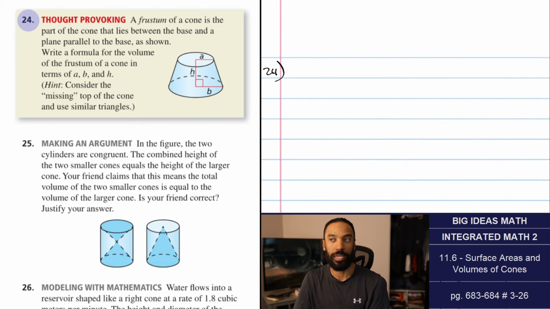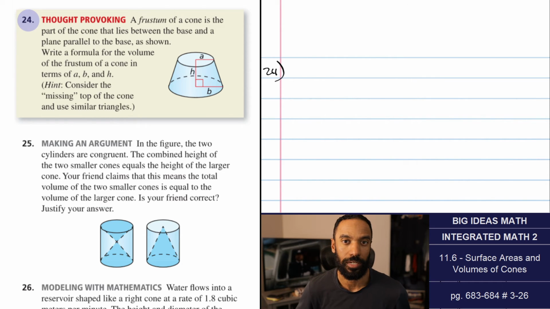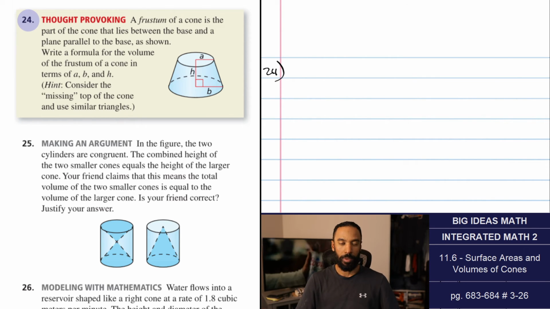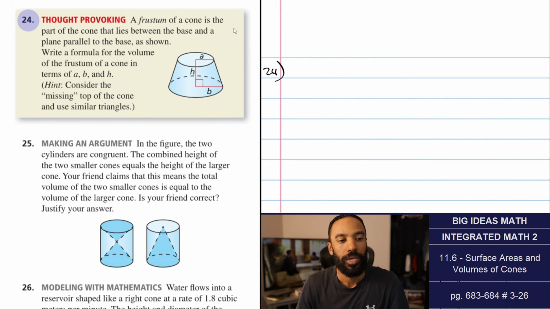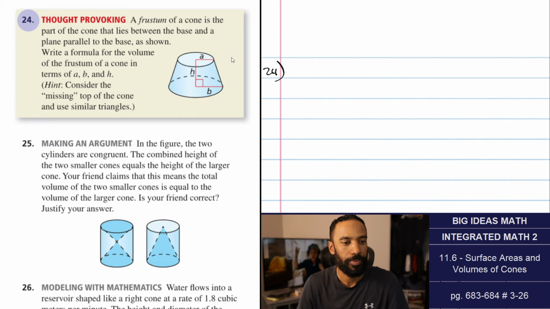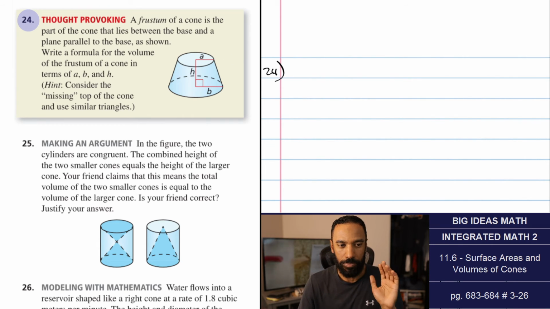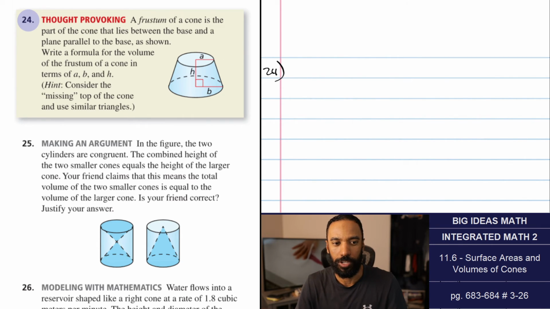What I did was I used another variable at one point, as long as I could express it later. So maybe this is the same thing, but for cylinders. Here we go. A frustum of a cone is the part of a cone that lies between the base and a parallel plane of the base, as shown. Write a formula for the volume of the frustum of a cone in terms of A, B, and H.